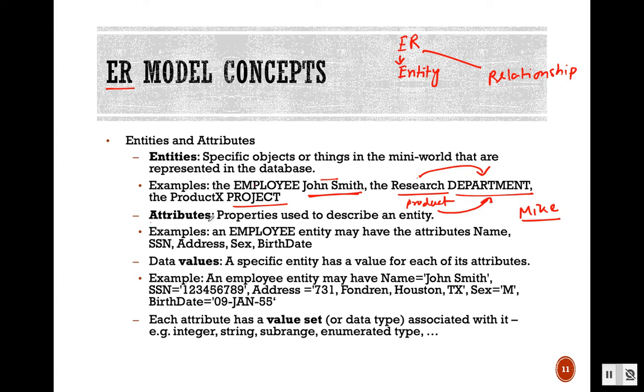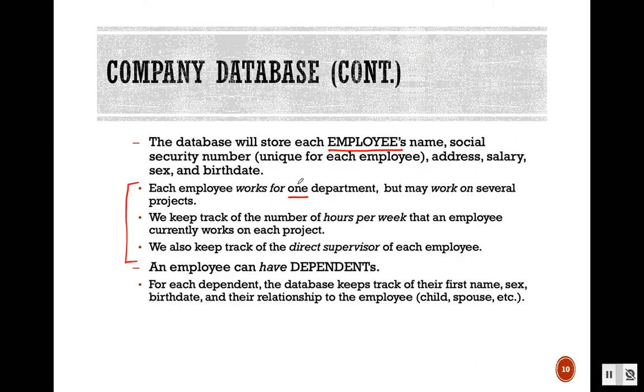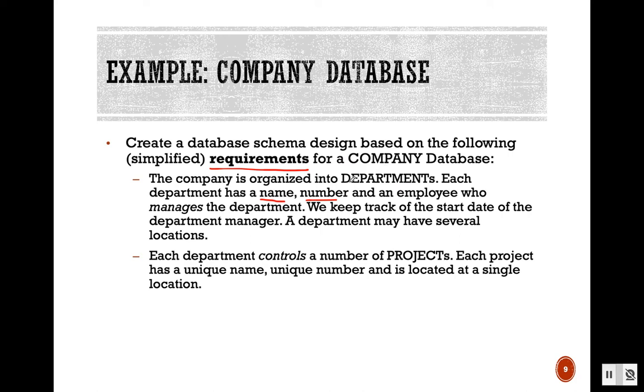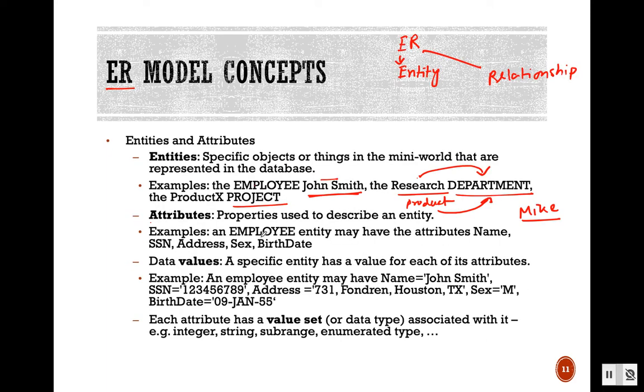An attribute is a property used to describe the entity. So how do we describe an employee? We will get the idea of how to describe each entity from our system requirement, that means how we want to represent them. For example, if we look at the requirements, each department has a name, number, and an employee who manages the department, and we also want to know the start date of the department manager. Each of these attributes defines that entity. So an attribute is simply a property used to describe an entity. For example, for each employee, we want their name, SSN, address, sex and birth date.